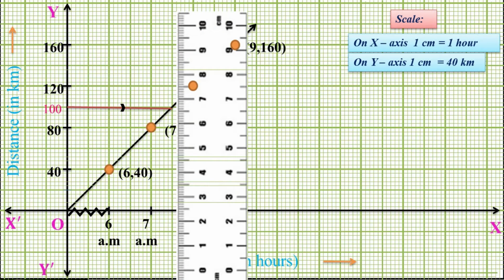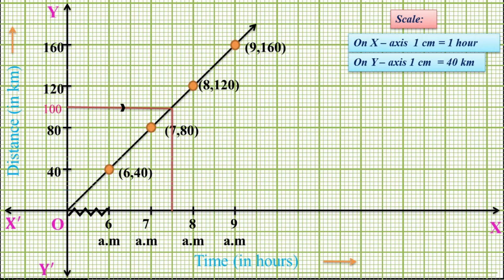Now we draw a vertical line. The line meets the x-axis at 7:30 am. So the car had covered the distance of 100 km at 7:30 am.